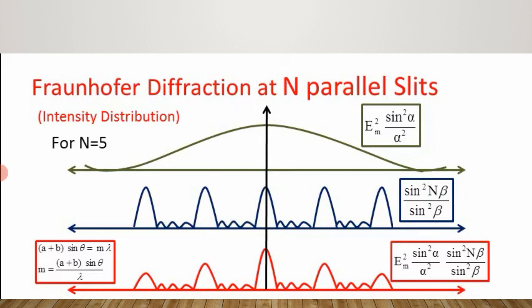On the screen you can see the diffraction pattern of Fraunhofer diffraction at n parallel slits. For n equal to 5, first there is a maximum, then minima, again a maximum, then minima, and a maximum.